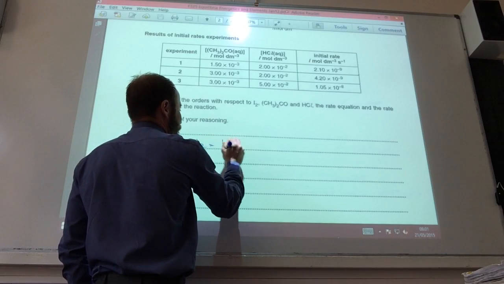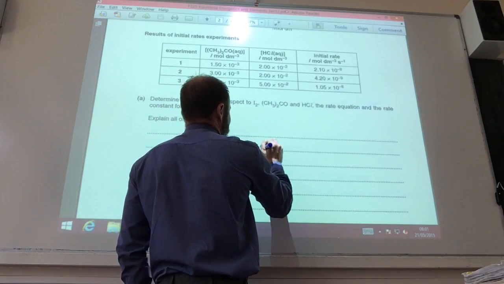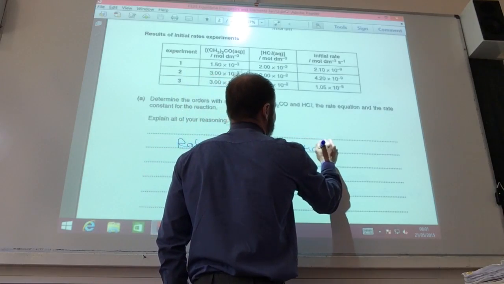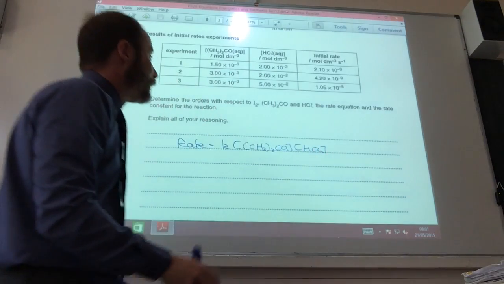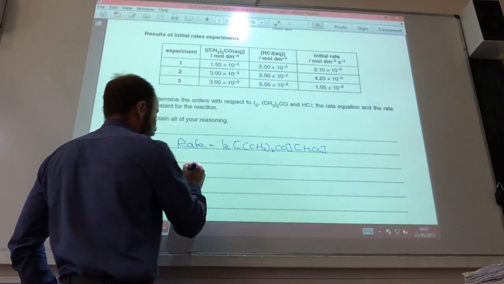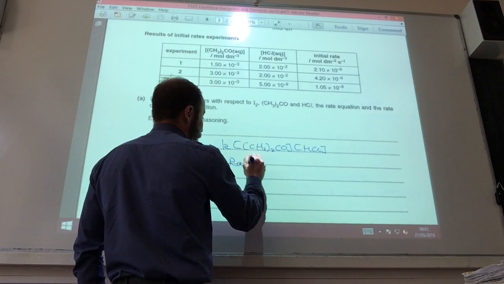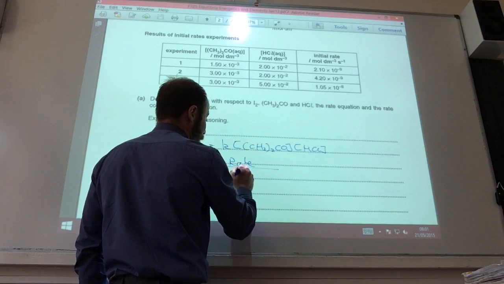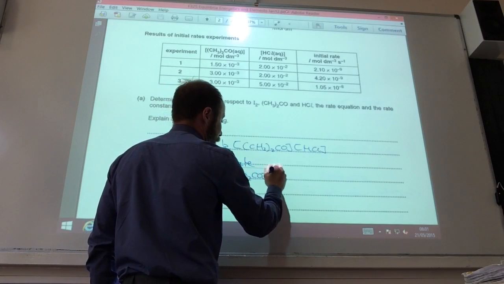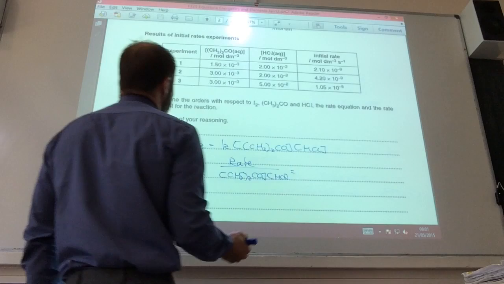So the rate is equal to my rate constant times the concentration of propanone and the concentration of HCl. Iodine I don't need to put in it because it's zero order. It wants me to work out the rate constant. So the rate constant is going to be the rate divided by the concentration of propanone times the concentration of HCl, which, let's use experiment 1.